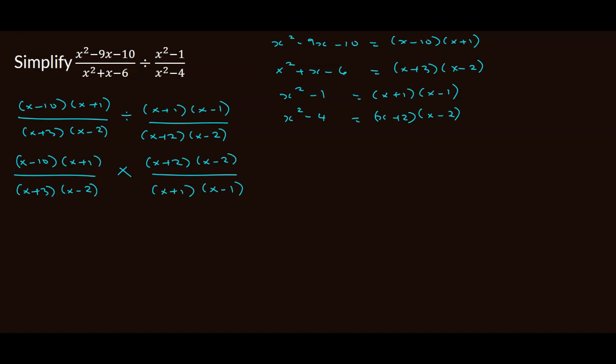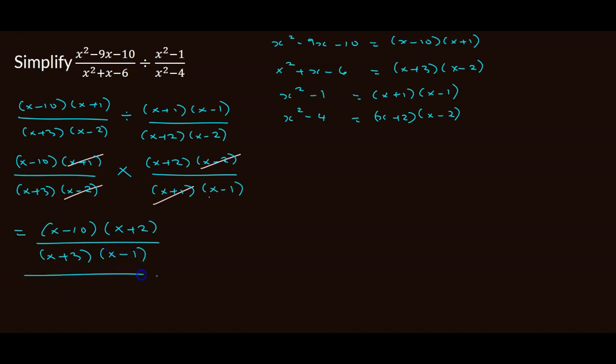So now we're going to do our cancelling. We're going to cancel our common terms in the numerator and denominator. So we have x minus 2 here and then x minus 2. We have x plus 1 here, and we have x plus 1 over here. Are there any other common terms? No, we cannot find any. So our solution is going to be x minus 10 multiplied by x plus 2 divided by x plus 3 multiplied by x minus 1. So this is going to be the solution to this problem.